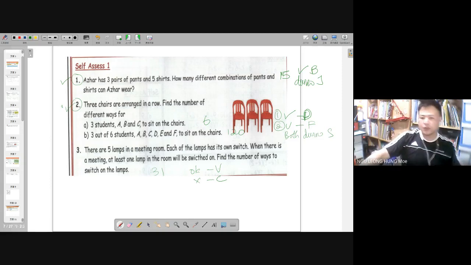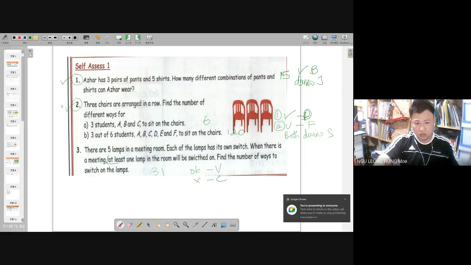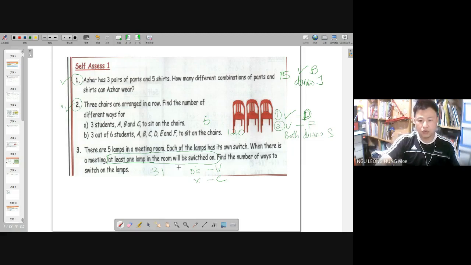The question number 3 is with a condition. The condition is at least one lamp in the room will be switched on. This one will play the role. This sentence will affect the answer.